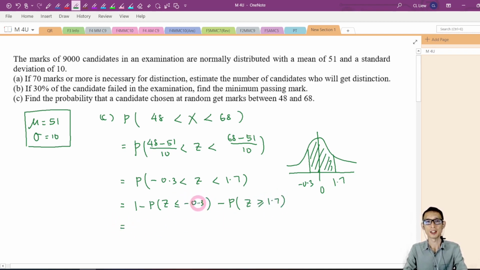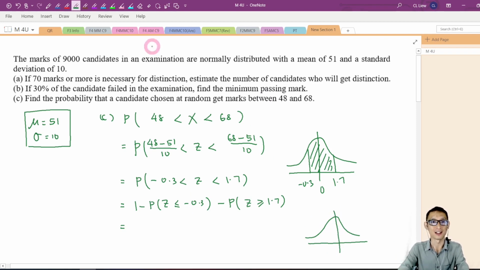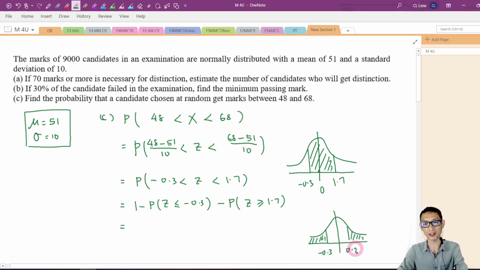Okay, so to get the answer from the table, we want to change it to greater than or equal to. So remember, let me sketch another diagram for you. This is just for explanation. In the exam, if you understand, you don't have to sketch so many diagrams. This is just so that you understand better what I'm talking about. Now, I am trying to get the area here. So this one, if you bring it to the other side, it becomes positive, right? So eventually it will become greater than or equal to 0.3, no more negative, okay?